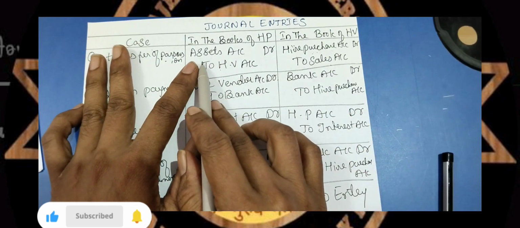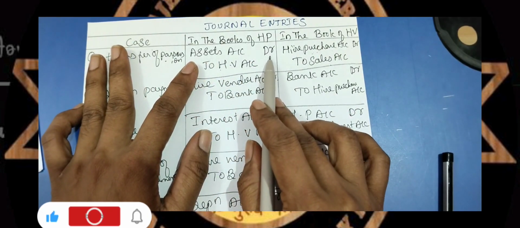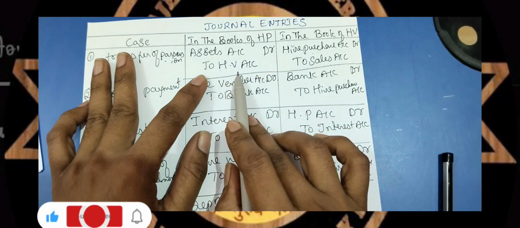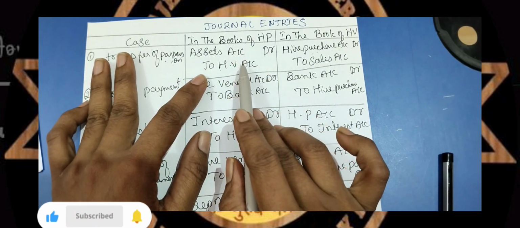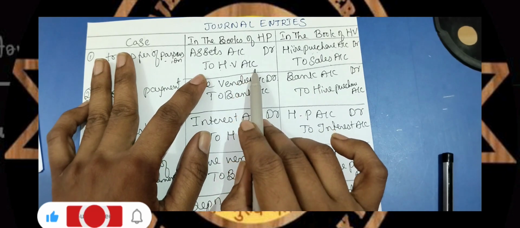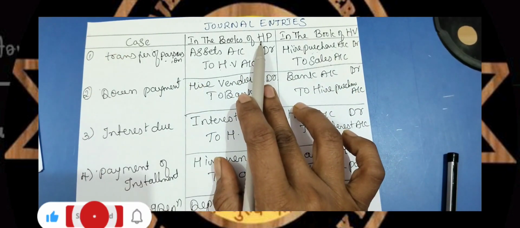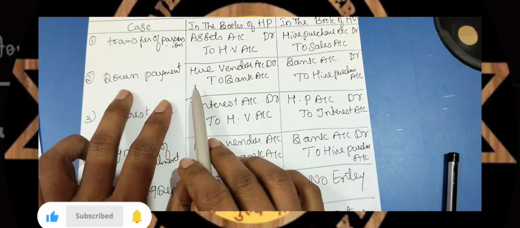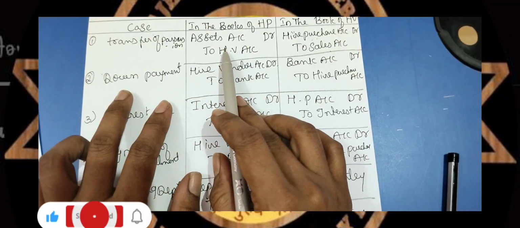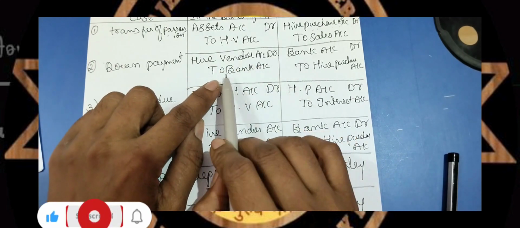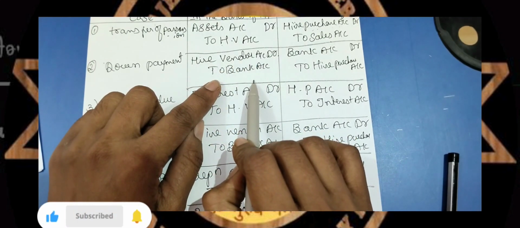Okay, here asset account debtor, asset is coming inside. So asset account debtor to hire vendor account. For that we are making payment to the hire vendor. Okay, hire vendor is a creditor for the hire purchaser. Down payment, while making down payment you need to make down payment to get the possession, right? So hire vendor account debtor to bank. Through bank we are making payment.